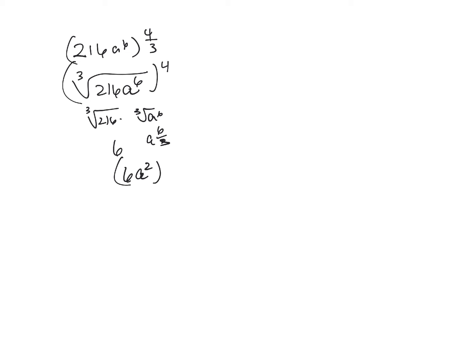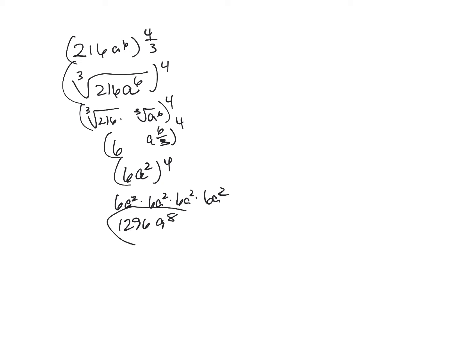But we can't forget, we simplified all of this stuff that was in parentheses, and it was all to the power of 4. So that means 6a to the 2nd times 6a to the 2nd 4 times, right? If we multiply 6 4 times, we get 1296. We multiply a squared 4 times, we get a to the 8th.